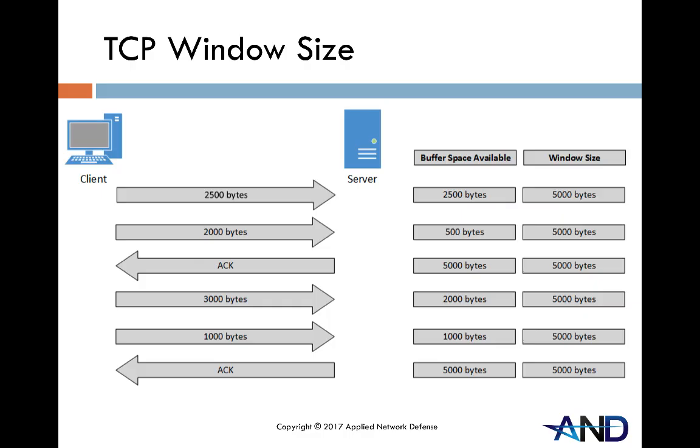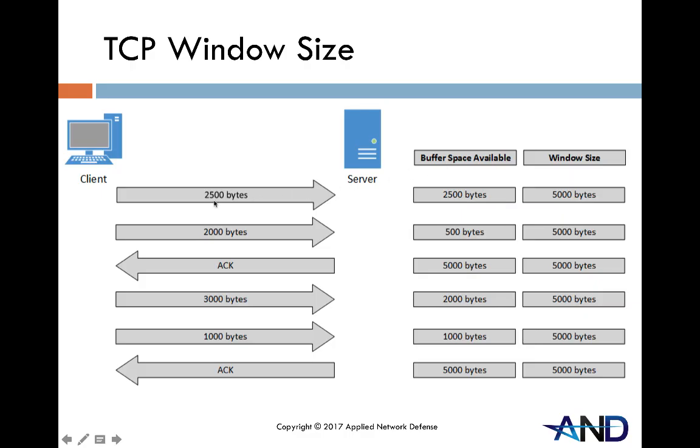So we have a couple processes going on. These arrows here in the middle represent data being sent. We have the buffer space available, and that refers to the buffer space available on the server. And then we have the window size that's being communicated in the packets. Remember, that's a field within the TCP packet. In this case, you see that the window size is 5,000 bytes, and that's consistent the whole way through this communication. So we have a 5,000 byte window size, and it's not changing. We'll cover how that changes in a minute.